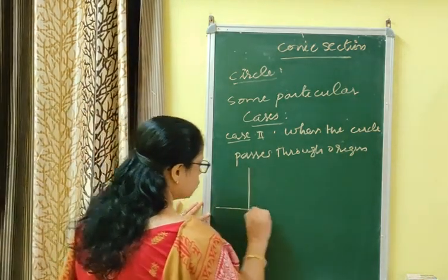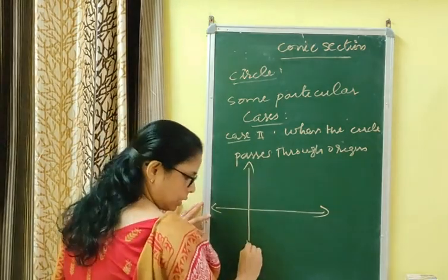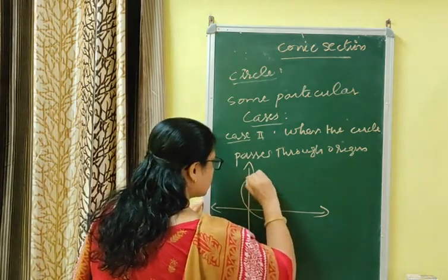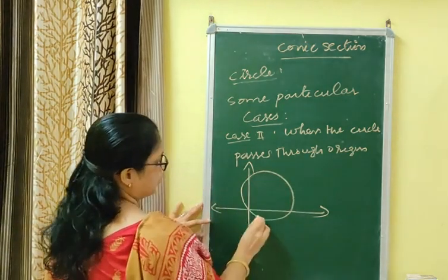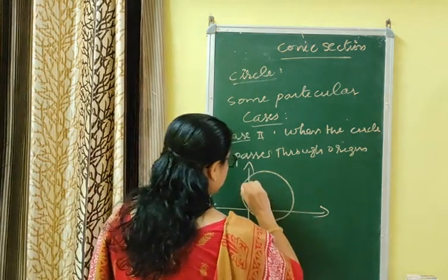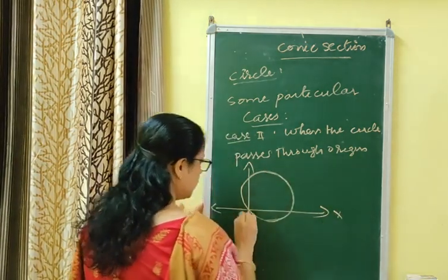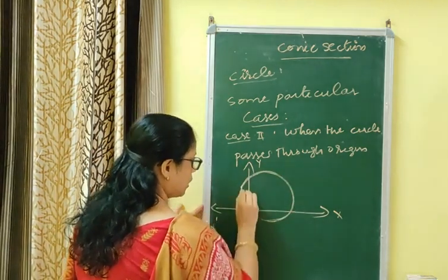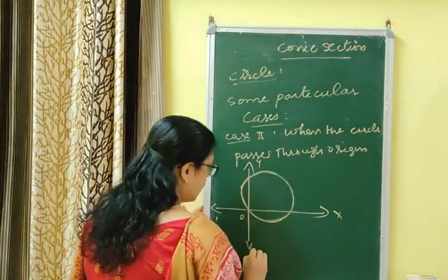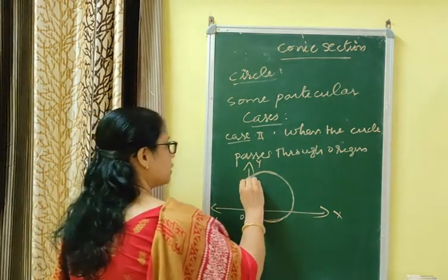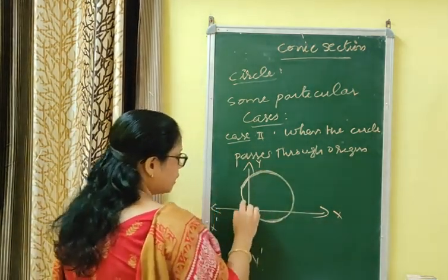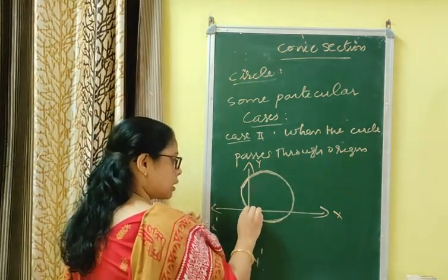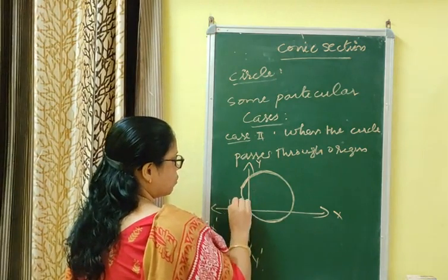Now I am drawing the 2D plane again. The circle should be drawn like this. See, the circle is passing through the origin here, but its center is not at the origin. That is the difference between the first and second case. In the first case, the center is lying on the origin. Here, the circle passes through the origin, and it is not necessary that its center is at the origin. This origin is (0, 0).